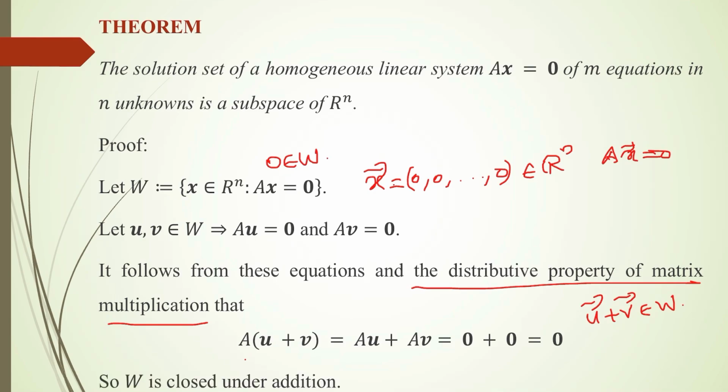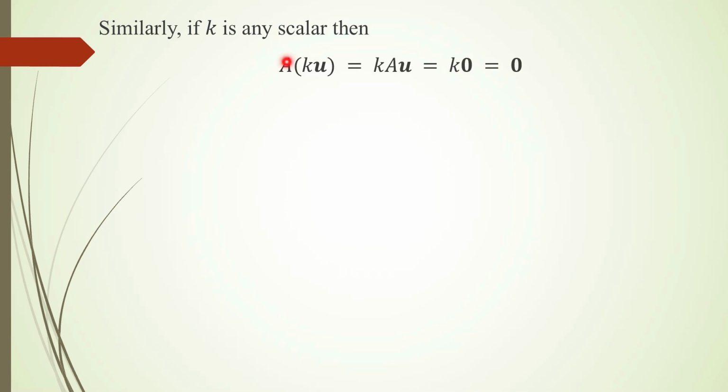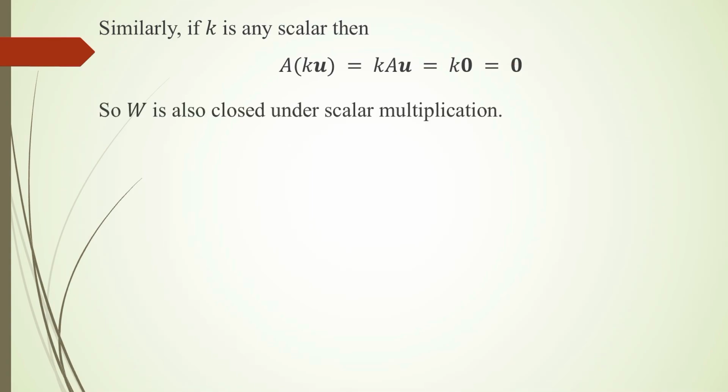or I can say that W is closed under addition. Now we have to show that W is closed under scalar multiplication. For that, A times k vector u is equal to k times A vector u, which is equal to k times 0 equal to 0. So I can say that this k vector u is again a solution of the system Ax equal to 0. So W is also closed under scalar multiplication.